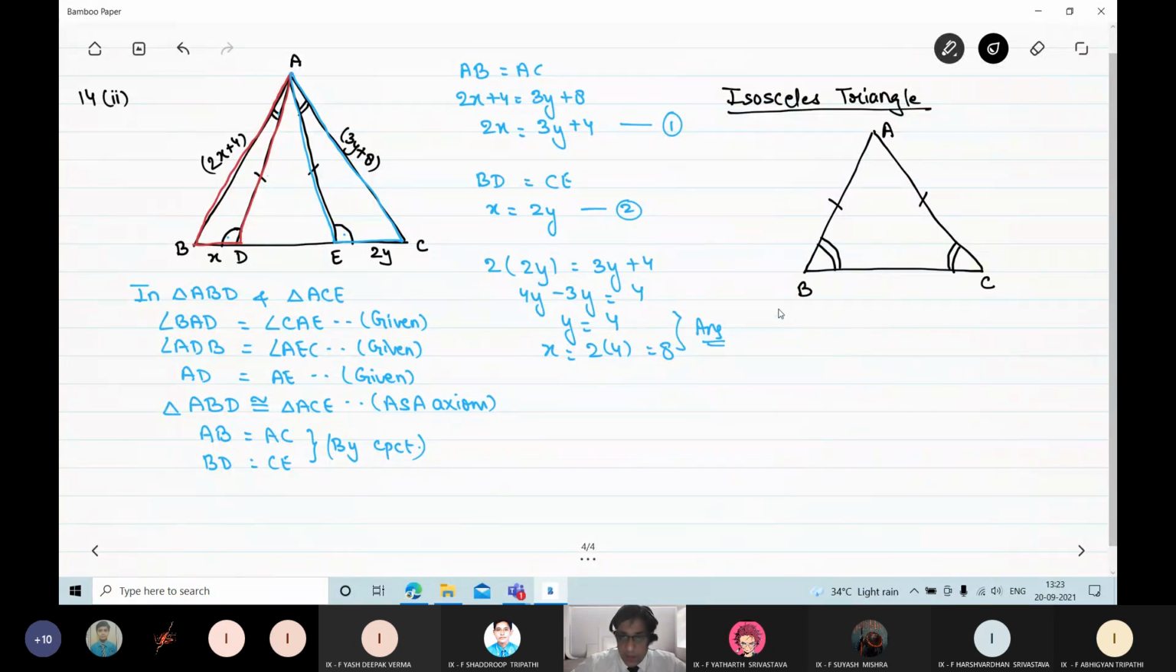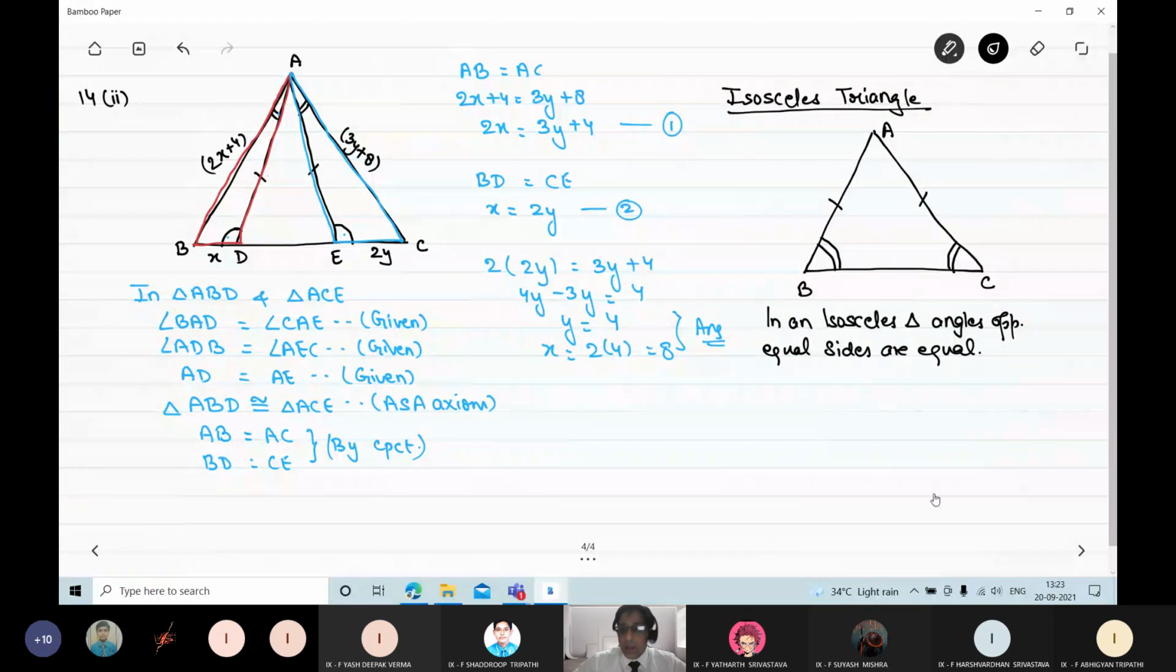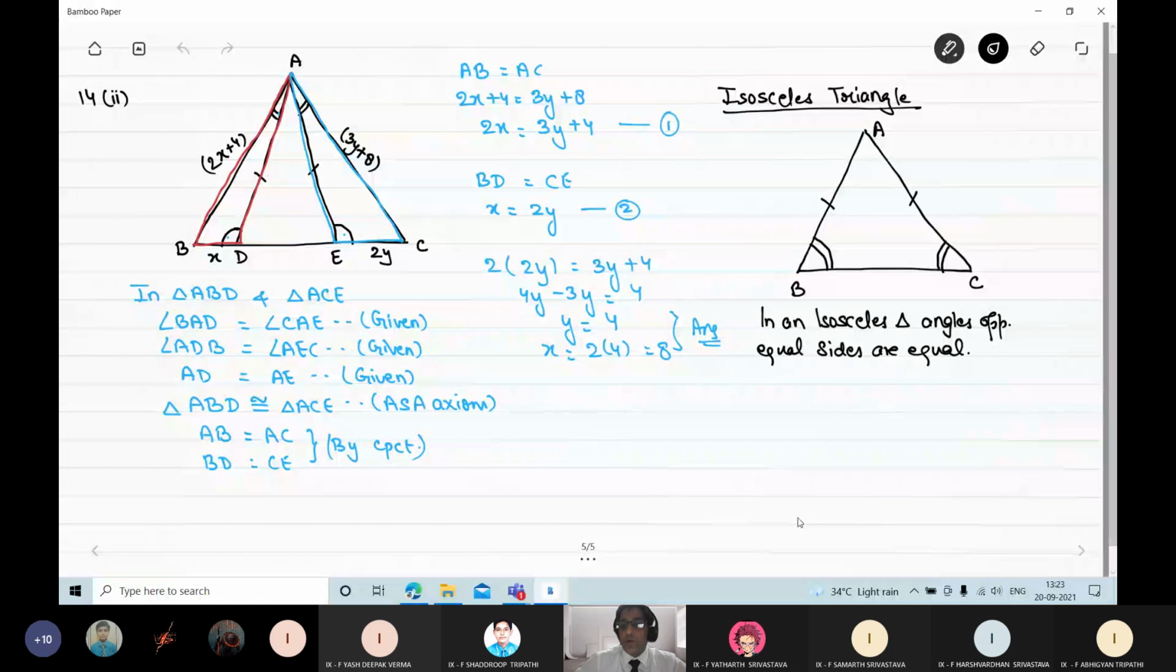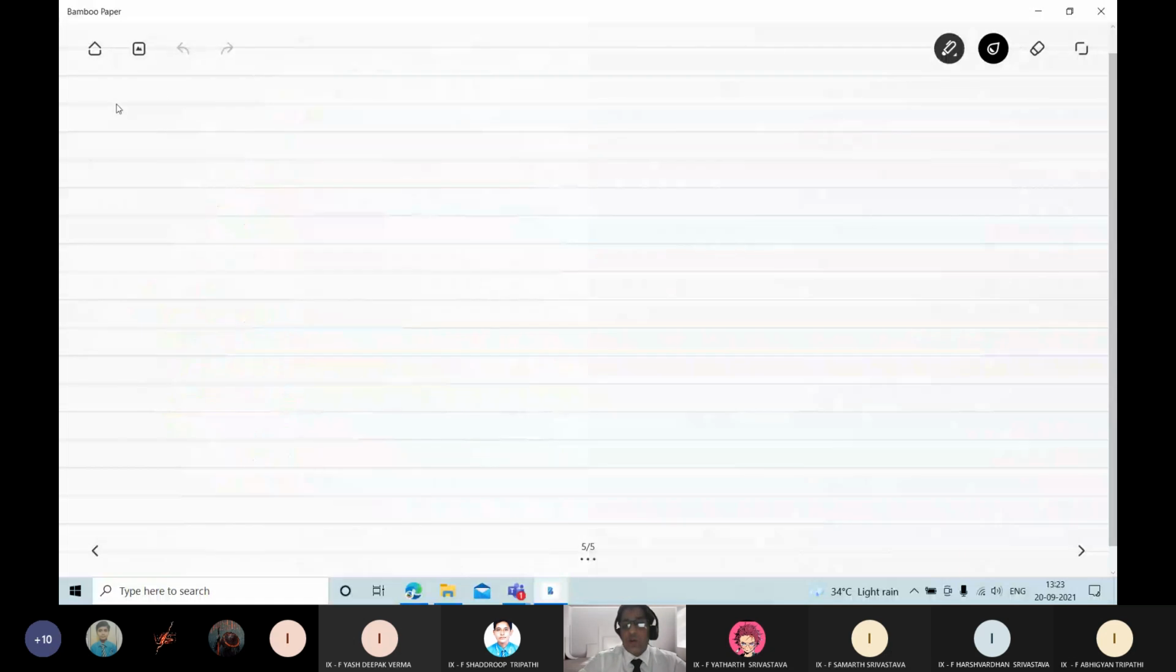So the base angles are also equal. So keep this in mind that in an isosceles triangle, angles opposite equal sides are equal. Is this clear to everyone? Yes, sir. Now, let us prove this. Okay, so why should you believe me? So we are going to prove this.